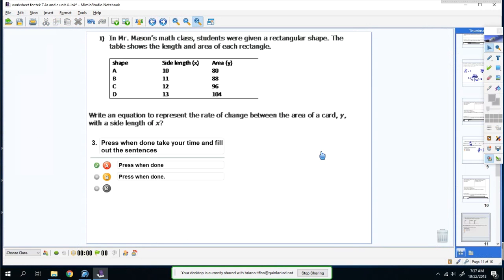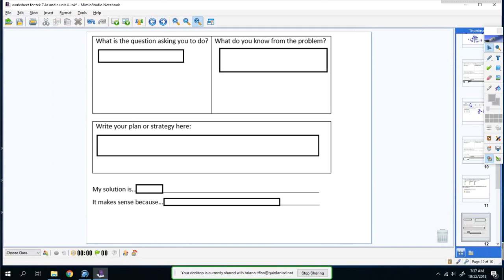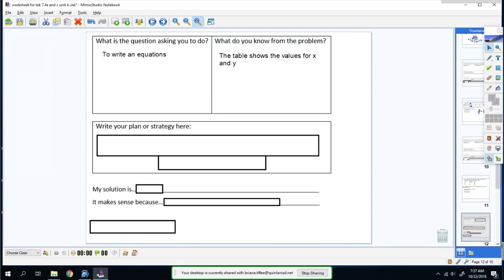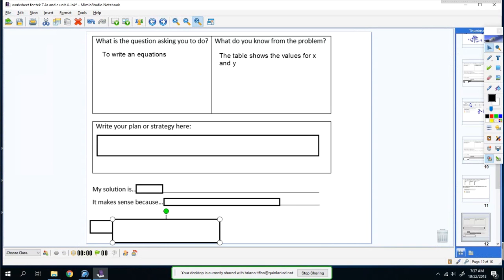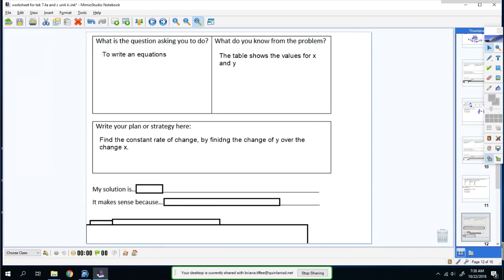In Mr. Mason's math class, students were given a rectangular shape. The table shows the length and the area of each rectangle. Write an equation to represent the rate of change between the area of a card, y, with the side length of x. Okay, so what is this asking you? To write an equation. What do I know? The table shows the values for x and y. Find the constant rate of change by finding the change of y over the change of x. Okay, let's do that.